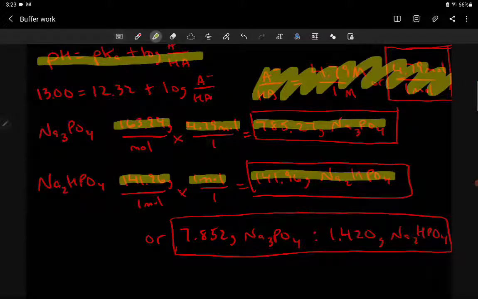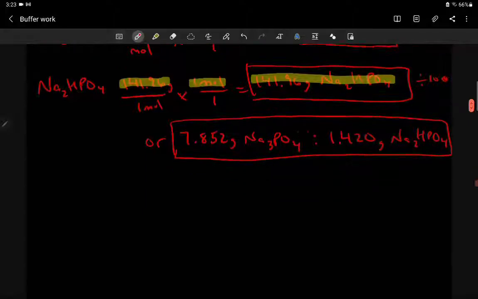So all I did was I divided this by 100. And if I divide that by 100, I would have to divide the other item by 100, so I would maintain that ratio. And so you would be able to dissolve 7.852 grams and 1.420 grams into that 100 milliliter container. And I think that might be it, yeah.